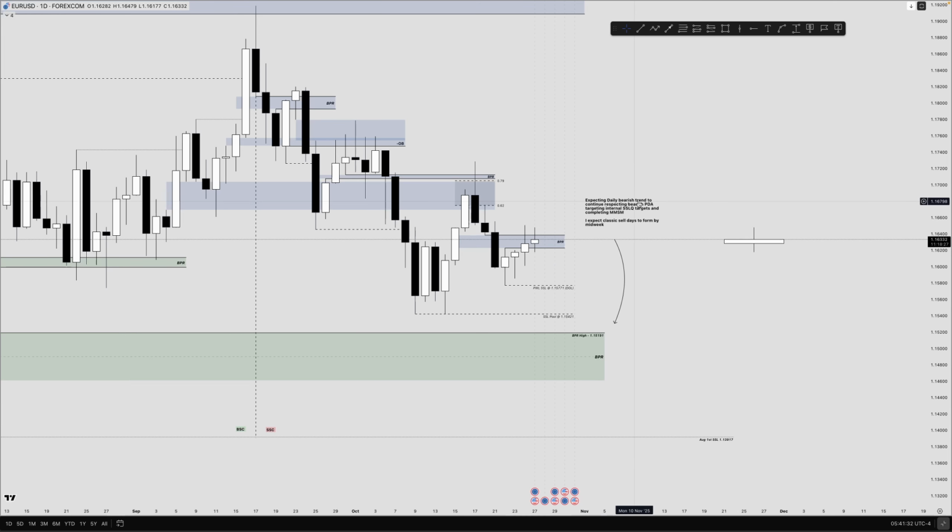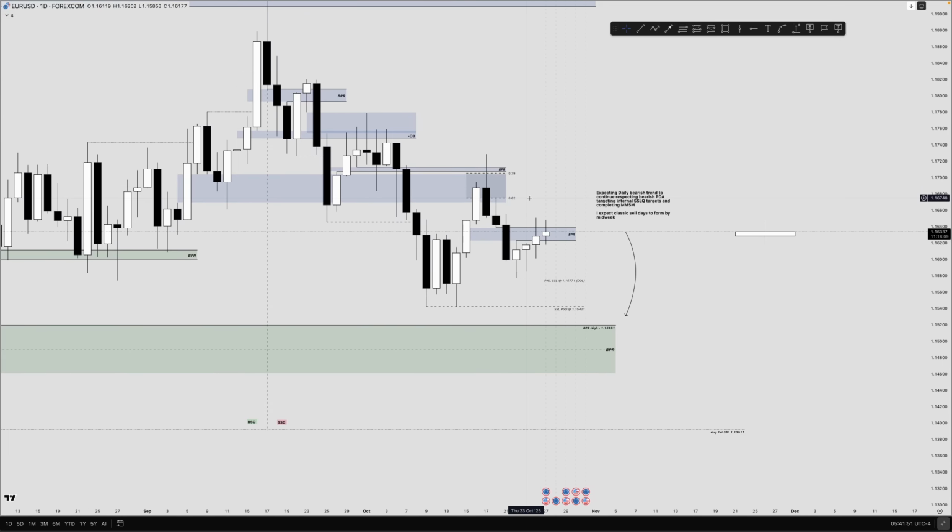I'm expecting the daily bearish trend to continue respecting these PDAs, targeting the sell side liquidity targets and completing our market maker sell models. I expect classic sell days to form by midweek, because we usually see our high of the week on a Tuesday or a Wednesday. We have FOMC on Wednesday, so I won't be trading that day, just an FYI. So what I'm looking for is a nice rejection of this BPR. I wouldn't be bothered if we come up and take the buy side liquidity above this Friday high today. That would be nice: previous weekly high buy side liquidity and then reject. Even if that happens on Tuesday or something, that would be fine as well.